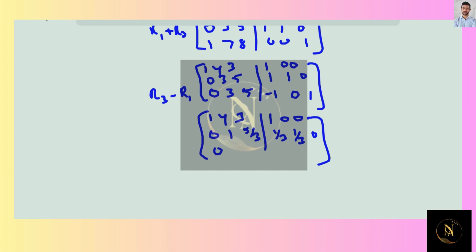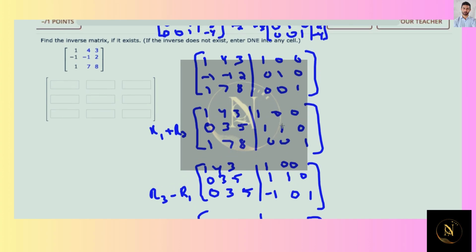I'll tell you why, because we could just say let's get a 0 in row 3, and you'll see very quickly. If we just subtract, we'll get 0, 0, 0, negative 2, negative 1, 1, but that's going to create a real problem right here. So again, this just tells us that the inverse does not exist, and so we can write DNE for does not exist in any cell.